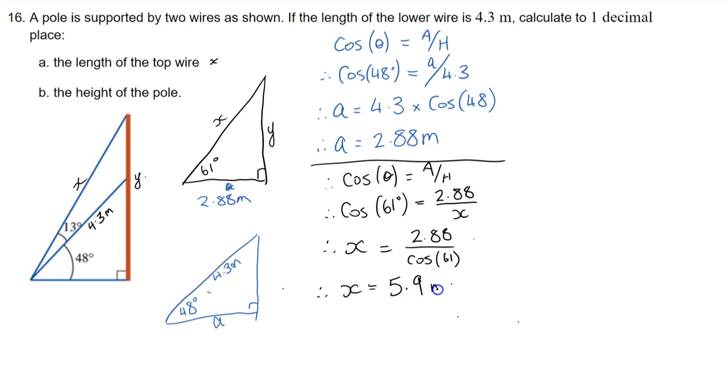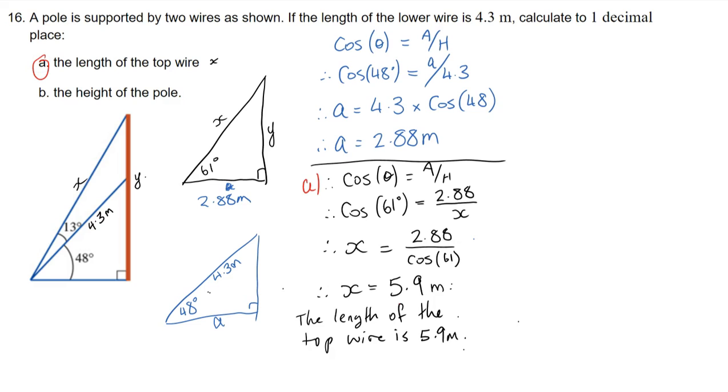5.9 meters. Okay, but it didn't ask us to find x, it asked us to find the length of the top wire. So the length of the top wire is 5.9 meters. Okay, so that was A.